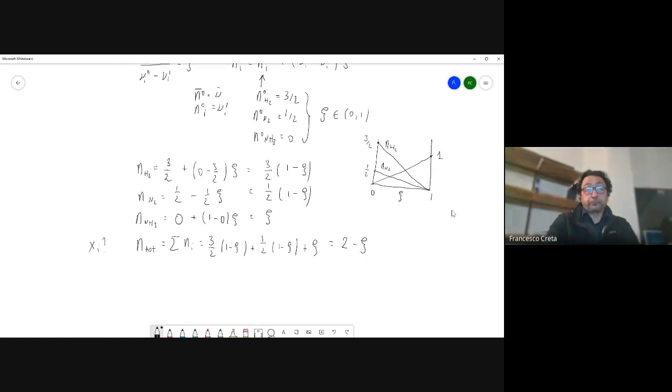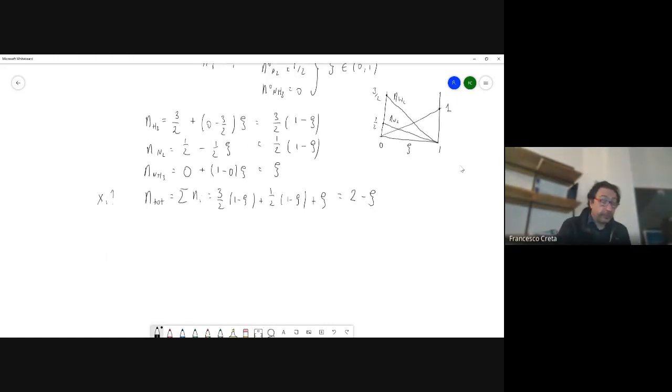Okay, so how do we express, for example, the mole fraction of hydrogen? Well, we take the number of moles of hydrogen, we divide it by the total number of moles, and we have essentially 3 divided by 2, 1 minus psi divided by 2 minus psi. Okay? So it's a little boring, but we'll get there, hopefully.